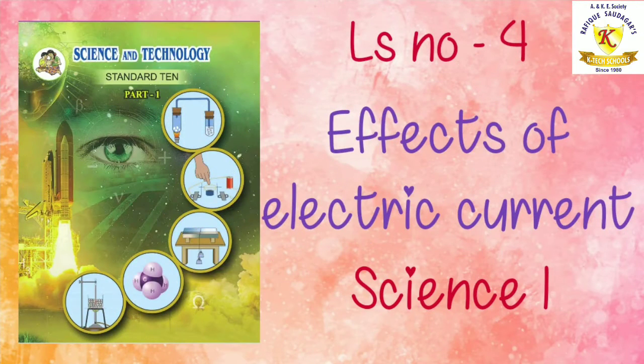Students, as you all know, we have started with our lesson number 4, Effects of Electric Current from Science 1. And today we shall be learning a new topic. So let's begin. Today we will learn about alternating current. Alternating current, which is also written as AC, and direct current or DC.